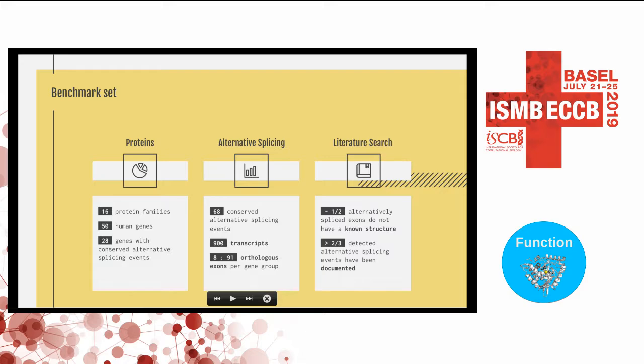So we applied this to a group of 16 protein families that comprise 15 human genes. From these 15 human genes, 28 show conserved alternative splicing events. In total, we have 68 alternative splicing events that are conserved. We analyzed 900 transcripts, and each gene has between 8 and 91 orthologous exons. And we did some literature search, and we found that almost half of the exons that participate in conserved alternative splicing events have an unknown structure, and more than two-thirds of the alternative splicing events that are conserved through evolution are also documented to be functionally important.